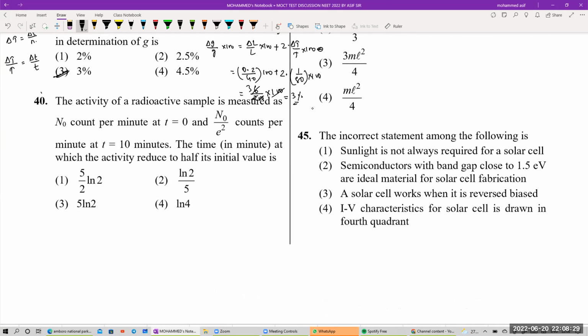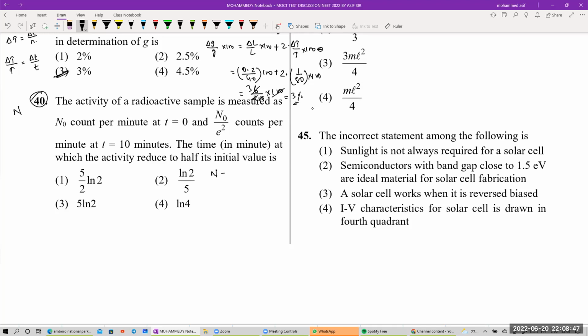The activity, ये तो न्यूक्लियर फिजिक्स का क्वेश्चन है, रेडियो एक्टिविटी का कंपलसरी करना है. The activity of a radioactive sample is measured as N naught per minute at t is equal to 0, and N naught by e square per minute at t is equal to 10 minutes. The time at which the activity reduces to half value will be equal to how much?